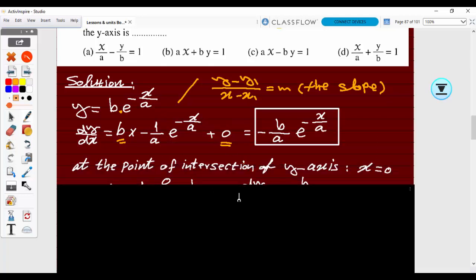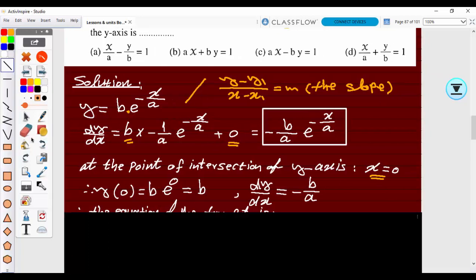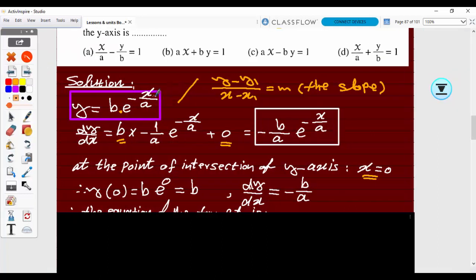Now I will find the point of intersection with the y-axis. At this point, we have x equals 0. So since x equals 0, you can substitute in this form. This form is the equation of the curve. Put x equals 0. So we have e power negative 0 over a, e power 0, and e power 0 equals 1, multiplied by b equals b.